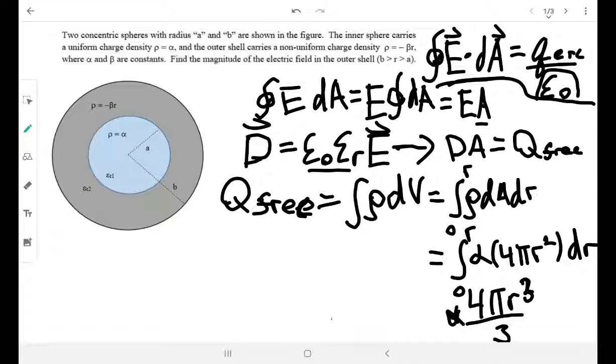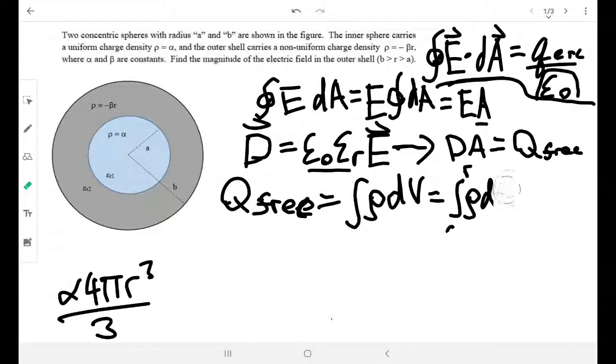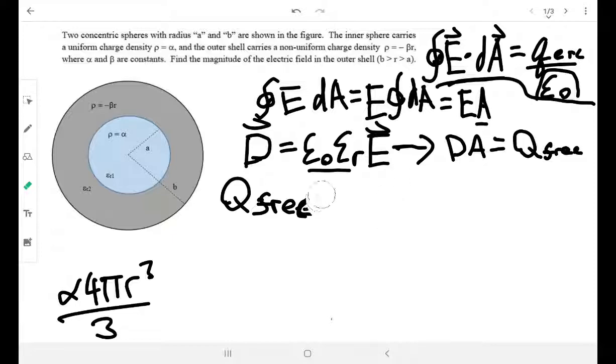Right, and I'm going to write that over in this corner over here: alpha 4 pi r cubed all over 3. And we're actually done with this part of the equation. We have what we need for the first region, and we could go on to the second region, but let's just finish this problem. Let's just find the E field for this so we can get the hang of using our Gauss law.